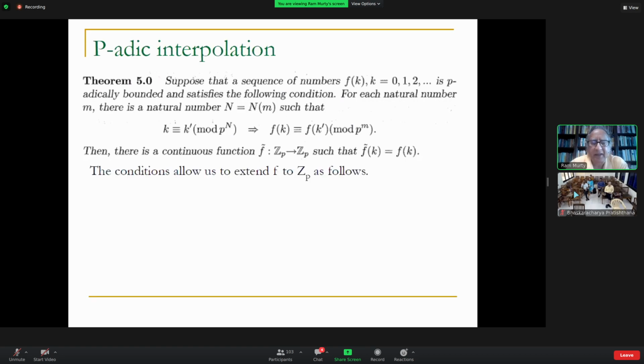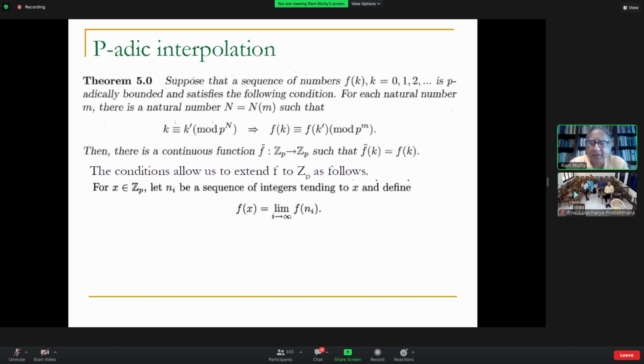This allows us to extend f to Z_p as follows. Just simply take a limit of ordinary numbers n_i such that n_i tends to x, then f(x) will be defined as the limit of f(n_i).